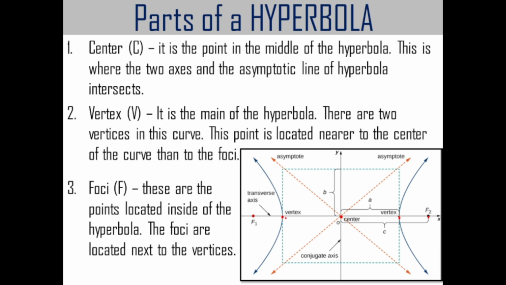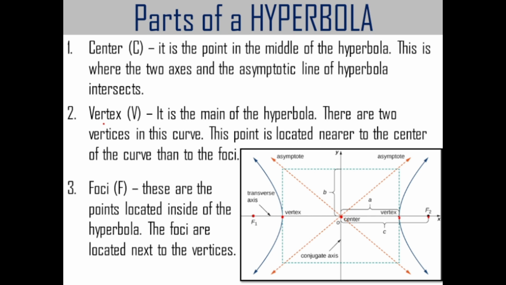So, yung axis po dito, ito po, no? Ito at ito. May tawag sa axis na yan. Ito yung transverse axis and the other one is conjugate axis. Okay? And the asymptotic line of hyperbola intersects. So, yung asymptotic line, ito yung kulay orange, yung mga broken line. Yan po yung asymptote.